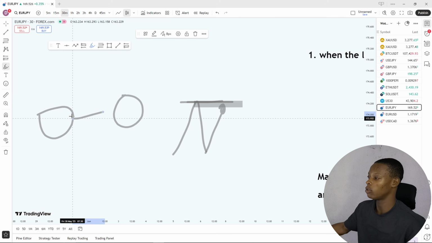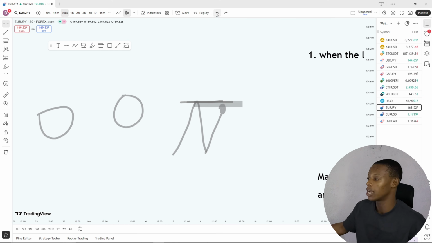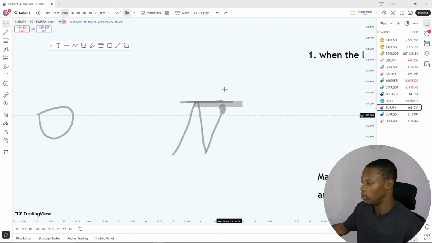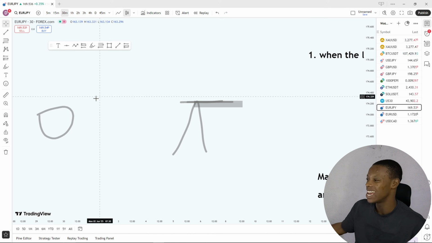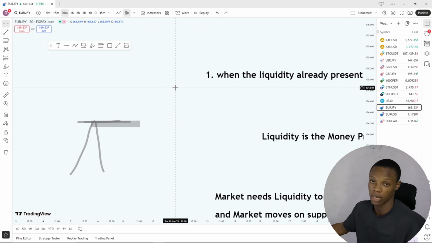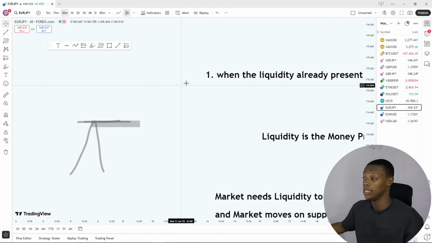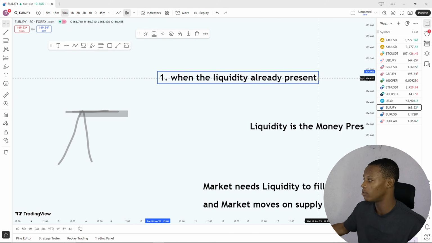Now the trade will be executed, buy from this trader, sell to this trader, and it's going to be smooth. And this seller, who is making this order filled, is the liquidity already present in the market. And that's the first way these institutional traders are able to enter for their trade. I'm going to show you a live practical example on the chart. So that's the first way they're able to execute their trade.